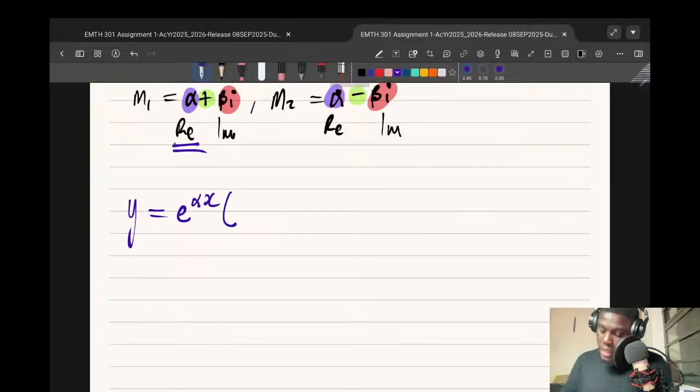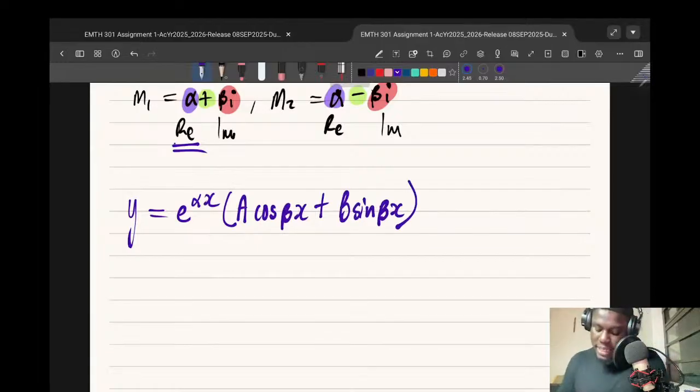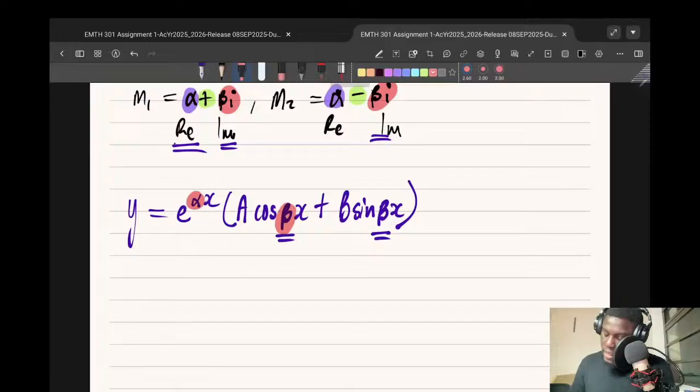Then you are now going to put the imaginary parts. Where are you going to put them? Inside. And it will be now A cos beta X plus B sine beta X. Beta is going to be the number before I in the imaginary, the number with an I. We just take the number, we don't take the I, and we'll be putting it here. So alpha comes here, beta comes here. The rest will be constants. You're going to have to find them. So remember this, please. Please remember this.